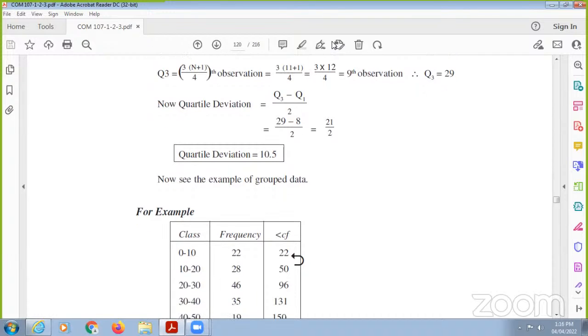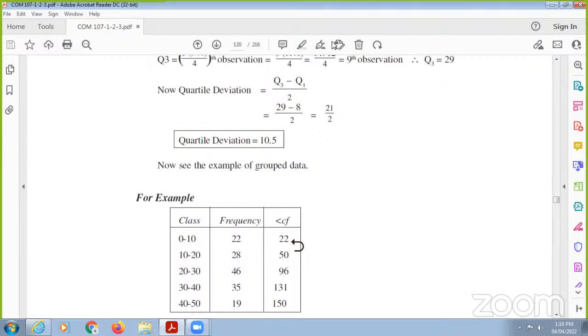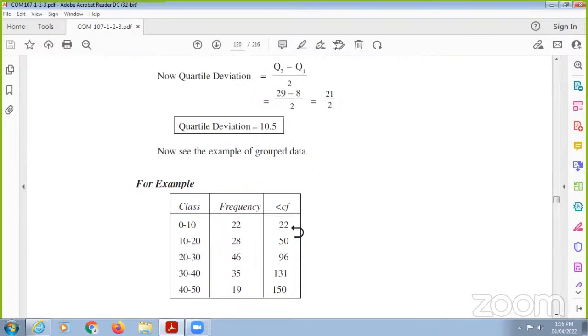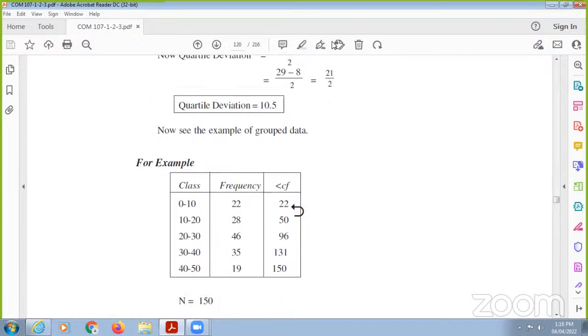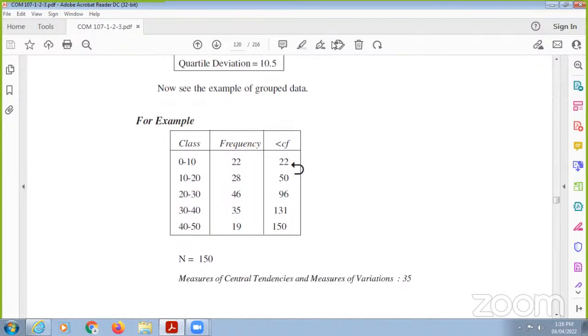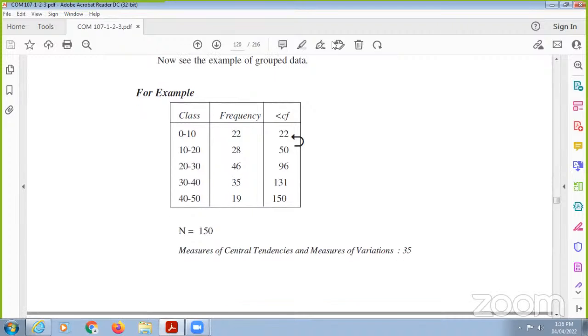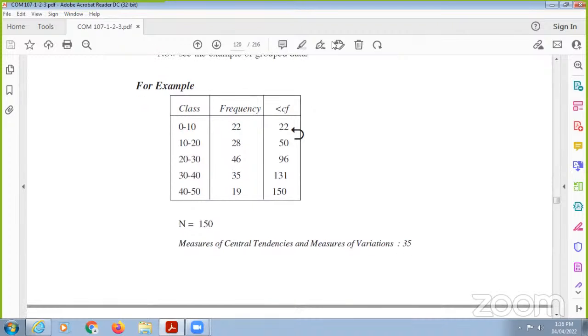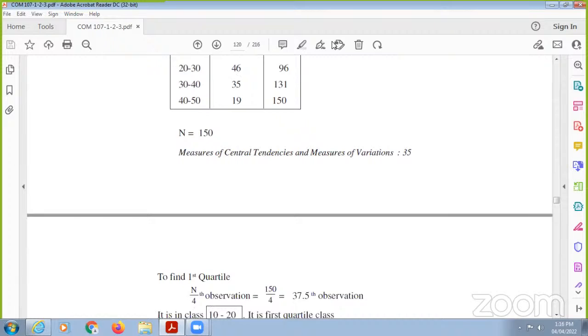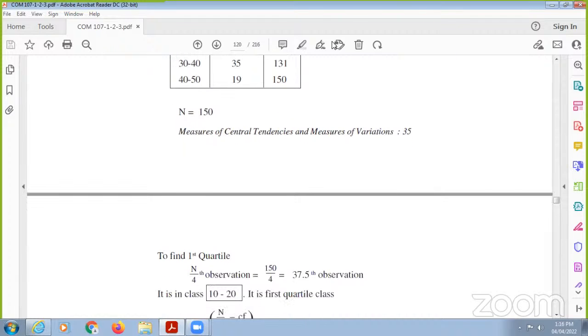Next is 30 to 40 with frequency 35, and cumulative frequency 131. Then 40 to 50 has frequency 19. The total cumulative frequency is 150. So the total n is equal to 150. To find quartile 1, the formula is the n upon 4th observation. That means 150 upon 4, which is 37.5. This observation 37.5 lies in the class 10 to 20, the first quartile class.